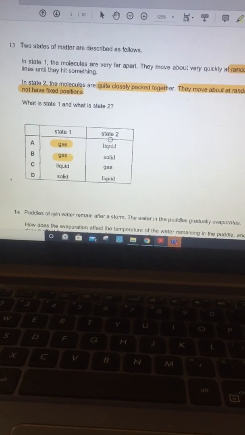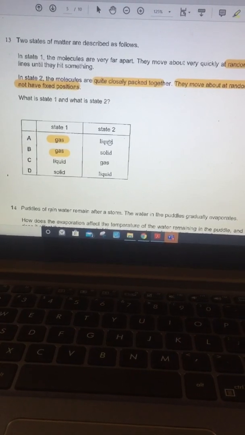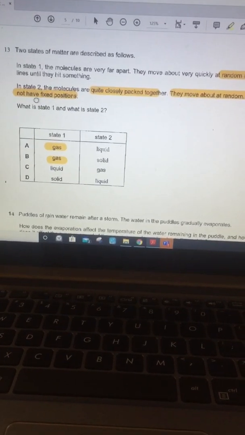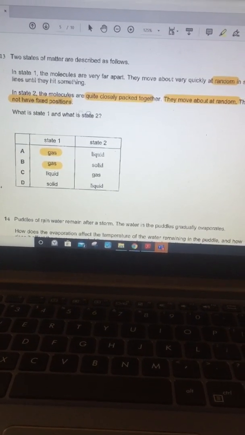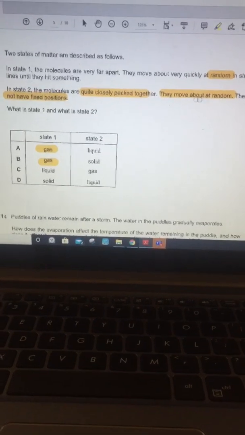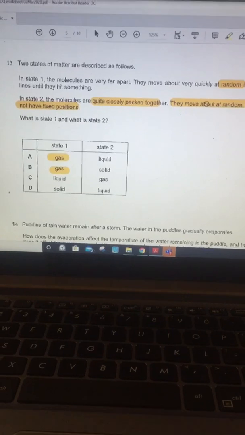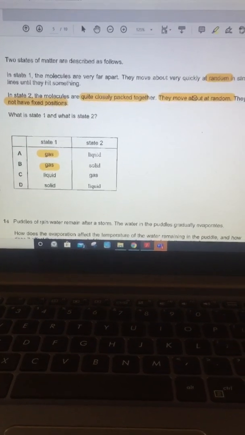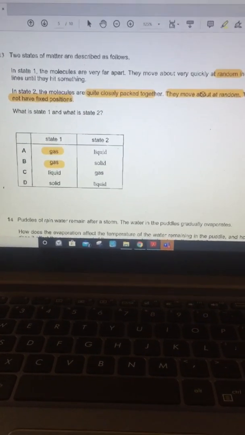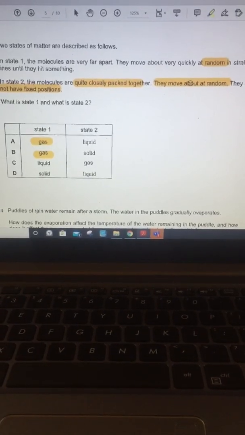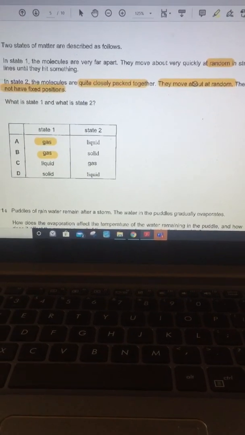But state 2 is difficult, quite confusing, since it has no fixed position and they can move about at random. They can move about at random means that molecules can slip past one another. It is because of this property that the water can take the shape of its container.